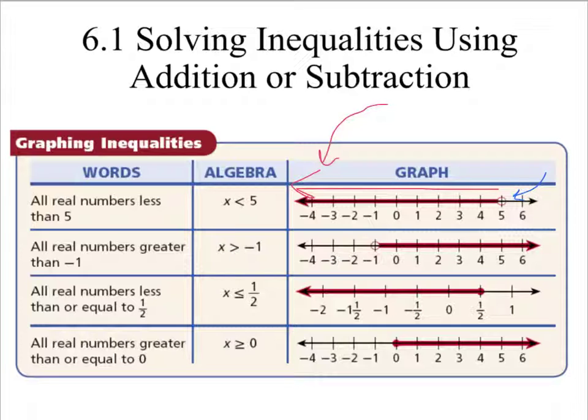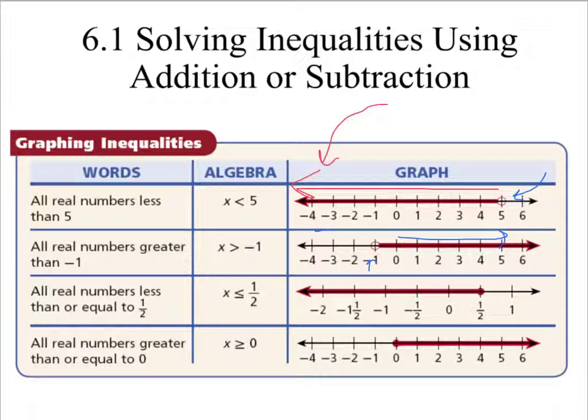Same thing here on the second one. We have x is greater than negative 1. It's shaded to the right here, because whenever we go to the right, we get bigger, we're getting greater, and again we have our open dot because negative 1.0 is not a solution. It's impossible.